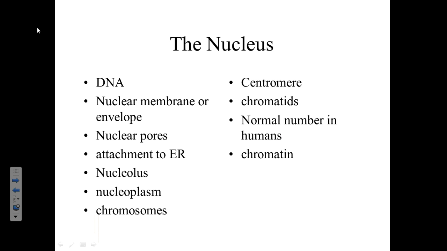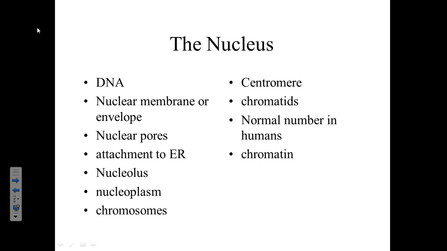All right, we talked about the nucleus. We know that the DNA is enclosed by this nuclear envelope or nuclear membrane, and it's actually a double phospholipid bilayer. So it's actually 4 layers of lipids. It's got pores in it. It's usually attached up to the ER. Why does that make sense, that the nucleus is attached to the ER?